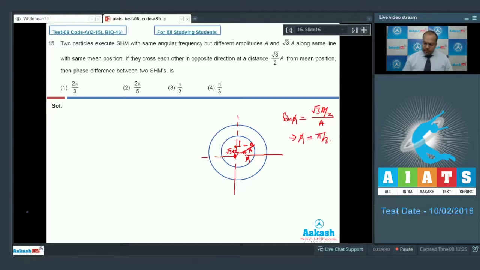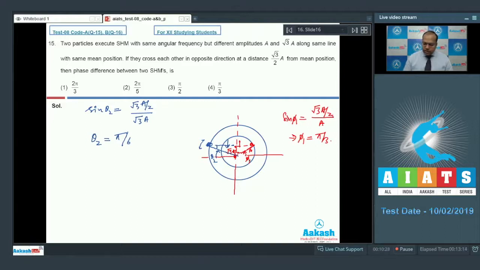Now the second particle is here and is moving in this direction, so its projection on the y-axis is here and the projection is moving in this direction. They are crossing each other. At this moment, if I find this angle theta 2, this angle theta 2 is the same as this angle theta 2. Sin theta 2 is equal to perpendicular, that is root 3 A by 2, divided by its radius, root 3 A. From here the value of theta 2 comes out to be 30 degree or pi by 6.